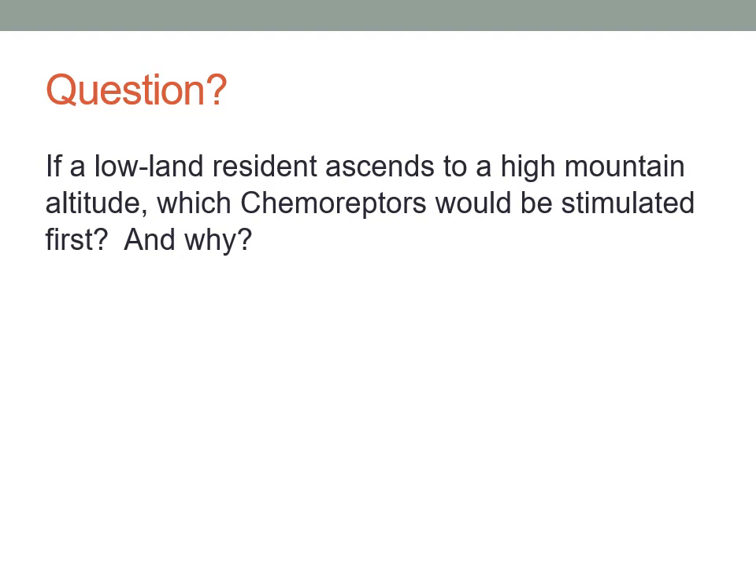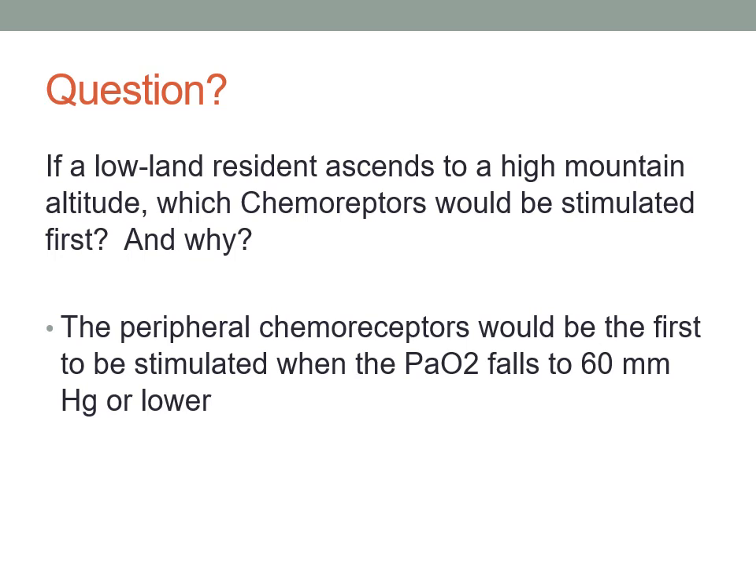So, I live in Seattle, but sometimes I visit Denver, the Mile High City. Which chemoreceptors would be stimulated first by that higher altitude, and why? If you said the peripheral chemoreceptors would be the first to be stimulated when the PaO2 falls to 60 millimeters or lower, you're correct. Those oxygen molecules are all scattered out. I don't have as much gravity pushing them together, and it's harder for me to keep my PaO2 up.